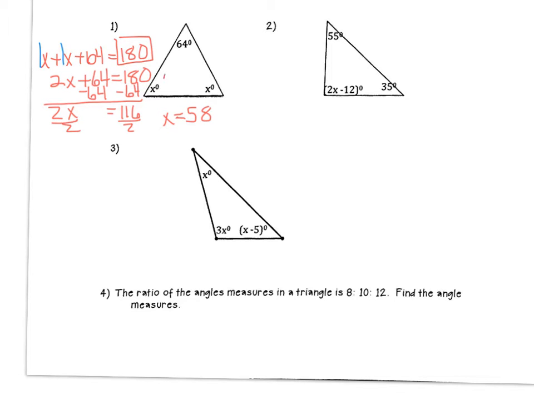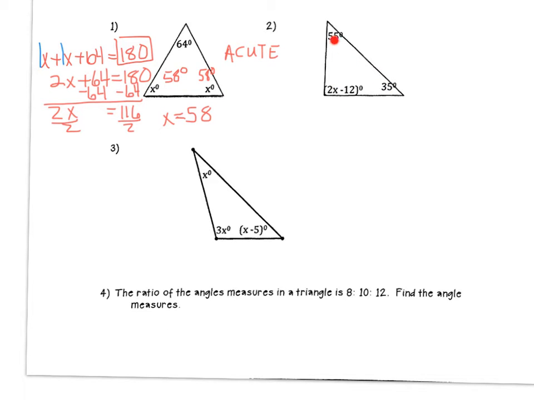So this one's going to be 58 degrees here, and so is this one. So what kind of triangle is it? Well, all three of these angles are small acute angles. They're all less than 90 degrees. So that makes this an acute triangle. Okay? So we found x, and then we put it back in to find the angles, and then we classified it. Alright, let's try number 2.